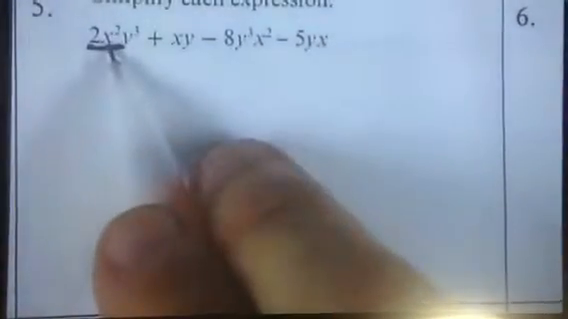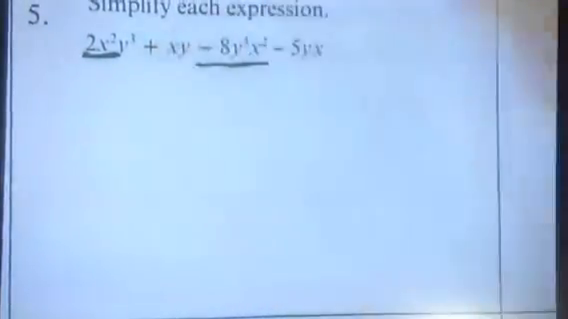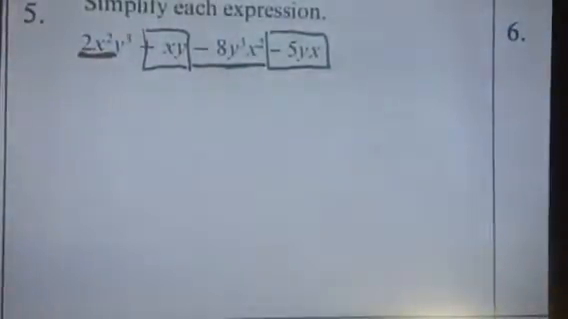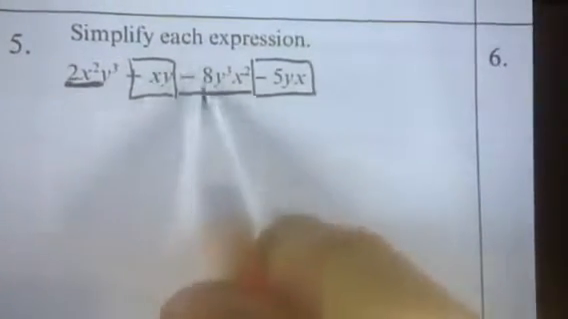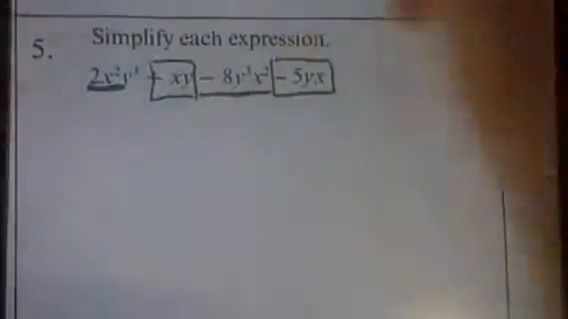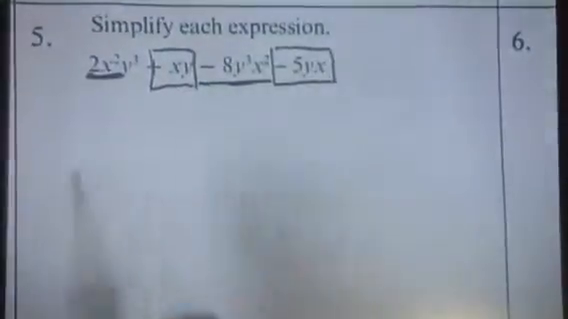Same thing here. I'm only combining that which is alike, that which has the same variables raised to the same powers. This has x squared y to the third. This has y to the third x squared. The order doesn't matter, but it has to be the same variables raised to the same power. Those 2 are like terms, xy and negative 5yx. Make sure you include the sign in front of these. So this is 2x squared y cubed minus 8y cubed x squared. Even though the order is flipped, they are still like terms because they have the same variables raised to the same power. So I'm just combining the coefficients.